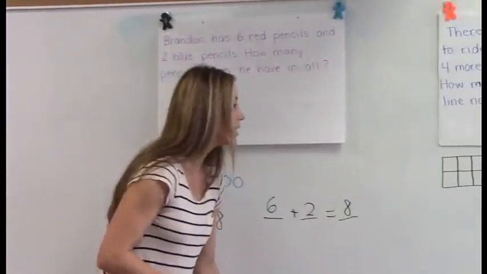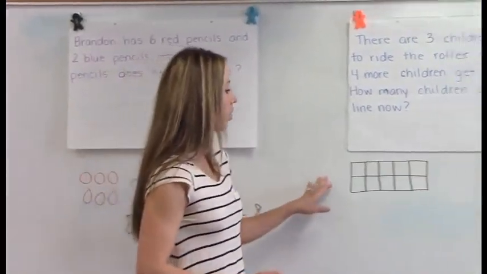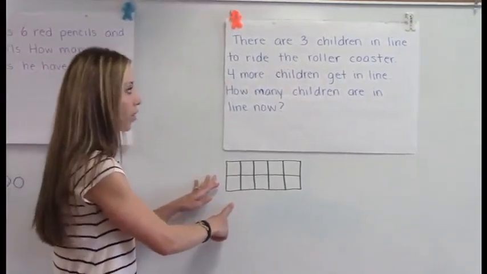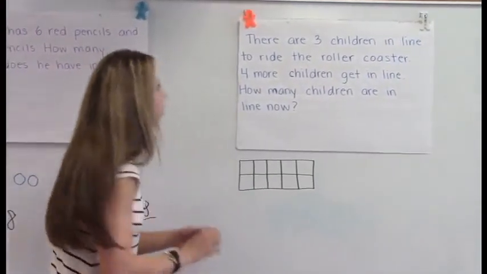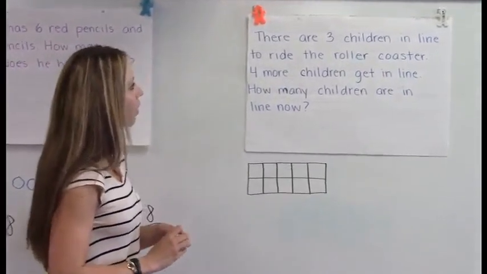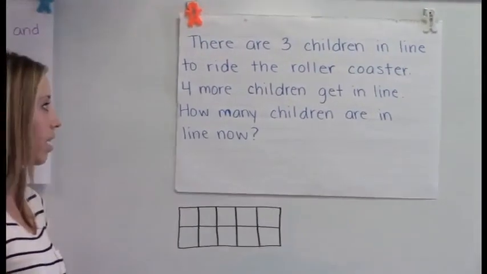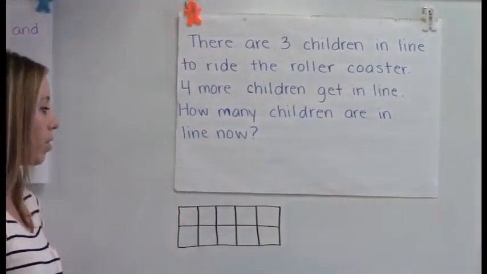So for our next problem, I'm going to solve it using a model. And this is our tens frame. And then I'm also going to write my equation. So I'm going to read the problem. There are 3 children in line to ride the roller coaster. 4 more children get in line. How many children are in line now?